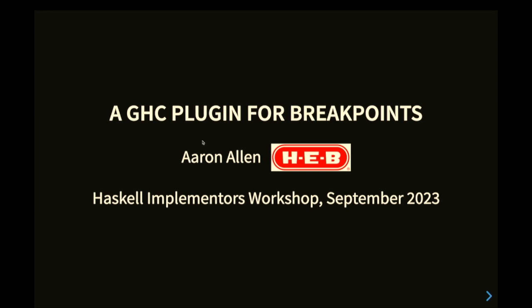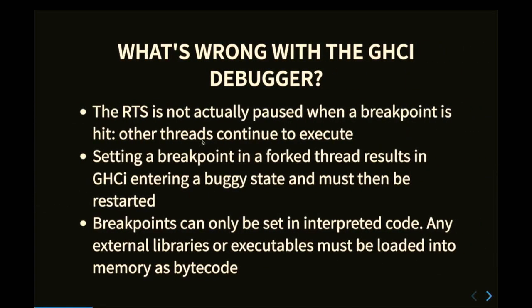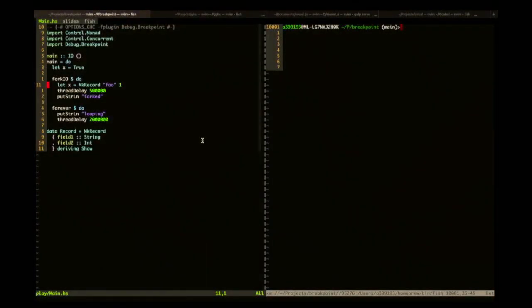So why make a plugin for breakpoints? As you may know, there's a debugger built into GHCi that has presumably the ability to set breakpoints, but I've encountered a number of bugs with it, especially when it comes to concurrent programs like a web server. And I'll go ahead and demonstrate what I'm talking about with that. So here I have a simple program that's using concurrency to just fork a thread.